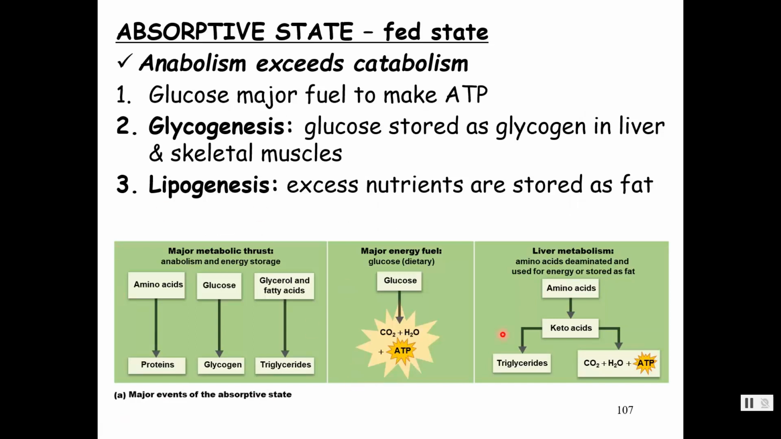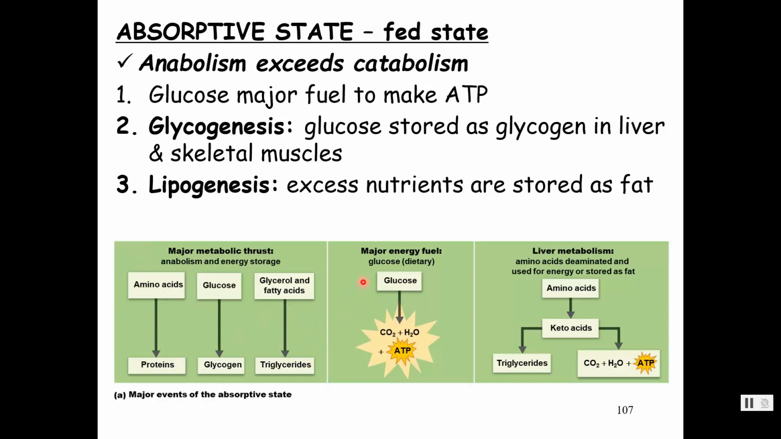Okay, so this is great: if you're a picture person, look down here. If you're a word person, look up there. So the big thing is that anabolism is going to exceed catabolism because we are now fed. So we are going to take our amino acids from our diet and make proteins. Excess glucose, we're going to make glycogen. Glycerol and fatty acids, we're going to make triglycerides.